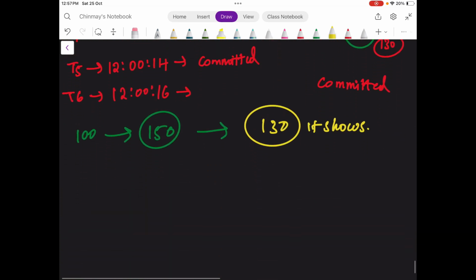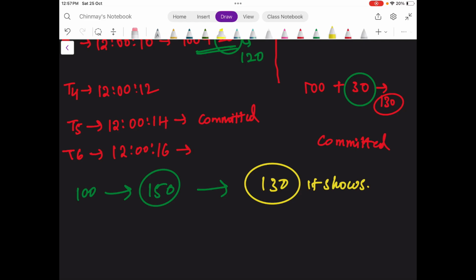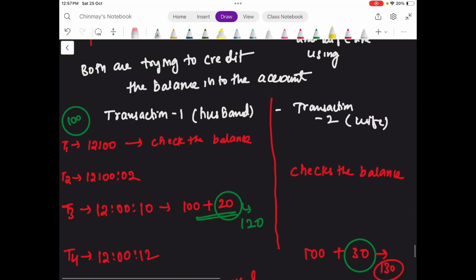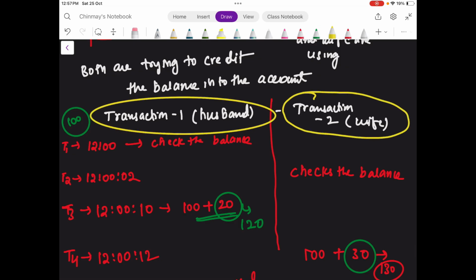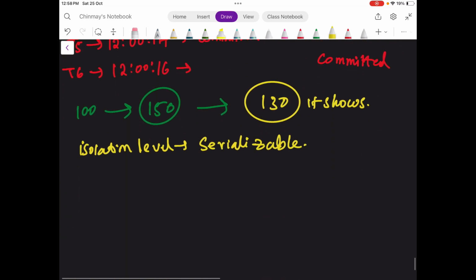For this one also, the solution is the isolation level serializable, or you can handle it at code level. You can handle transaction 1 first, the husband, completely, and later handle transaction 2, the wife. Okay, these are the isolation levels.